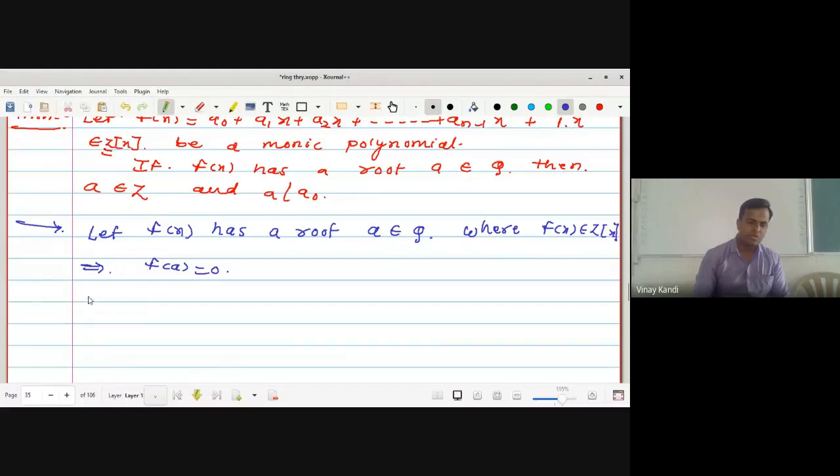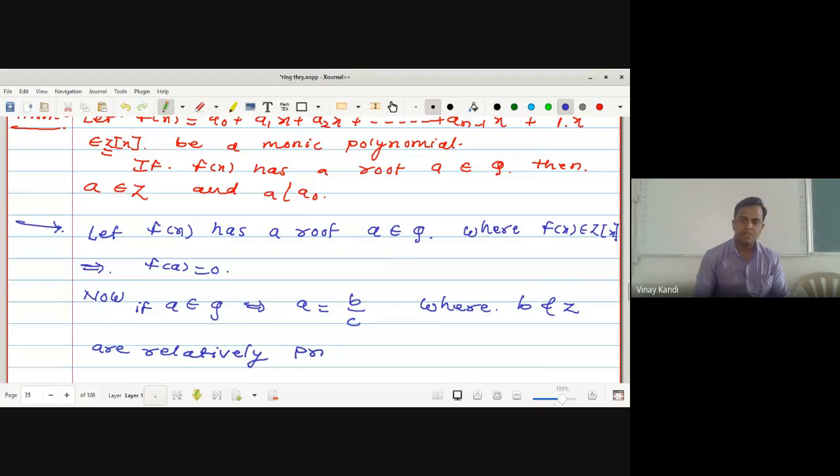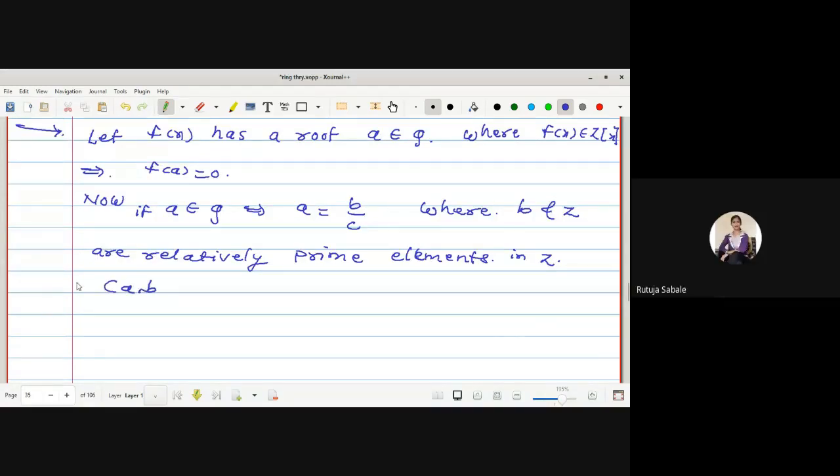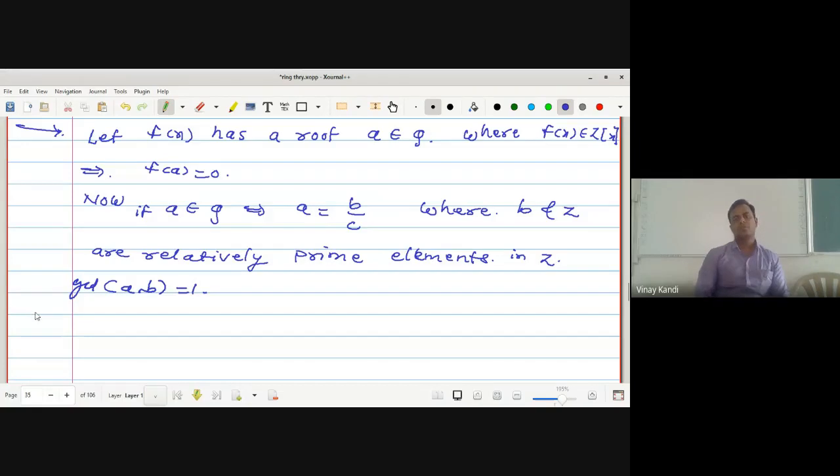Okay, and also given that a belongs to Q. If a belongs to Q, that implies a is equal to b upon c, in quotient form, where b and c are relatively prime elements in the set. Okay, that is, what should the GCD of b and c be? Unit. 1. Okay, any doubt up to here? No, sir.